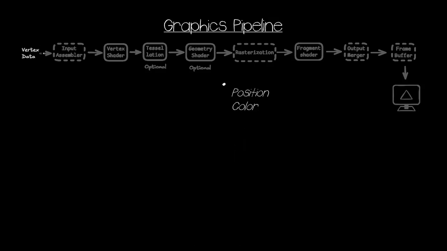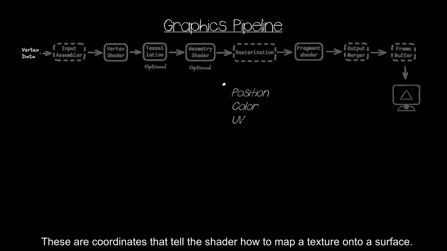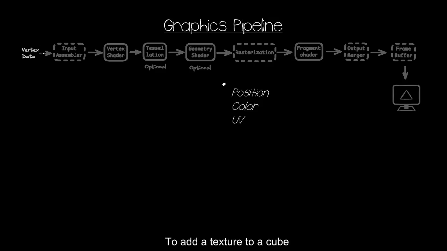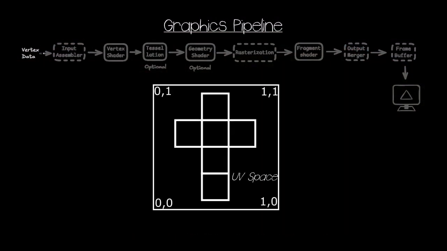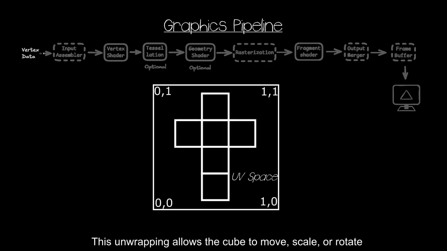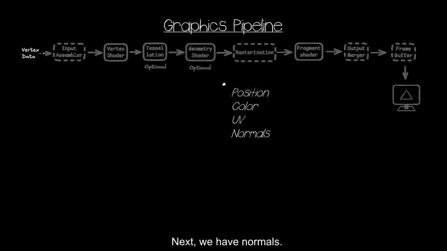First, we have color. Next, we have UV. These are coordinates that tell the shader how to map a texture onto a surface. For example, to add a texture to a cube, we need to unwrap it. That means flattening the cube into its 6 2D faces. The entire unwrap fits inside a single square called UV space, with 0,0 at the bottom left and 1,1 at the top right. This unwrapping allows the cube to move, scale or rotate while the texture still looks correct and doesn't stretch or distort. Next we have normals. They are used in lighting calculations.